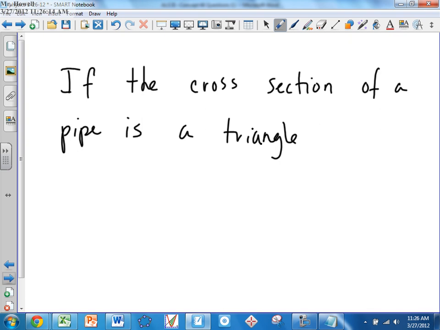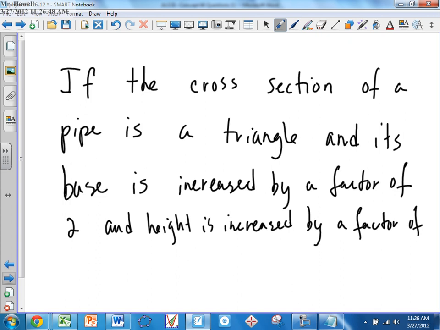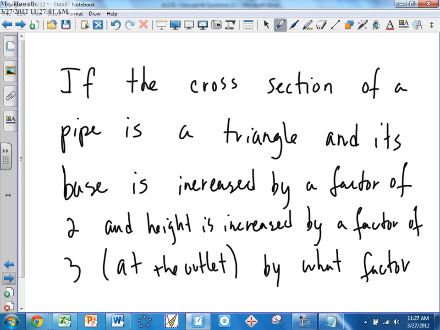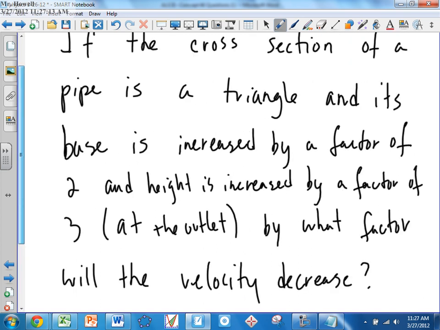So here, if the cross section of a pipe is a triangle, and its base is increased by a factor of 2, and its height is increased by a factor of 3, this is at the outlet, by what factor will the velocity decrease? Okay, by what factor will it decrease?